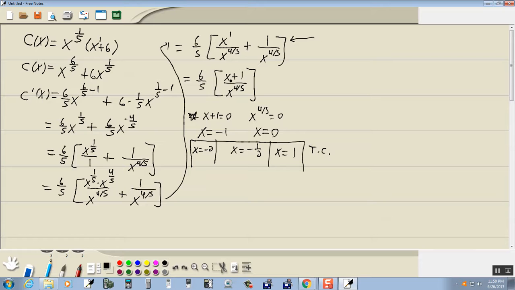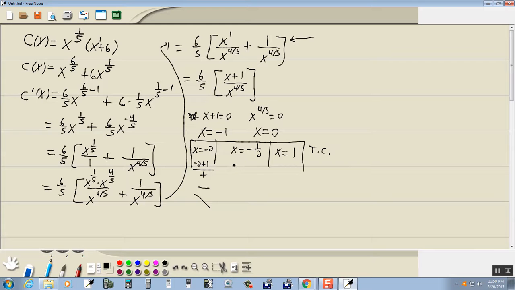Now if I plug those in here, I'm going to have negative 2 plus 1. And when you got x to the 4/5 power, this 4 up on top means this is always positive, so I don't need to worry about that. Negative 2 plus 1 is negative 1. Negative divided by a positive is negative, which means this is decreasing.